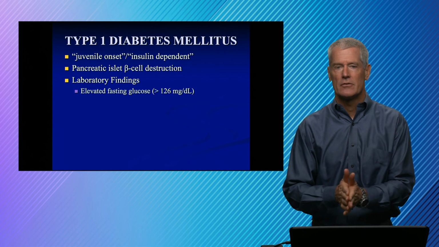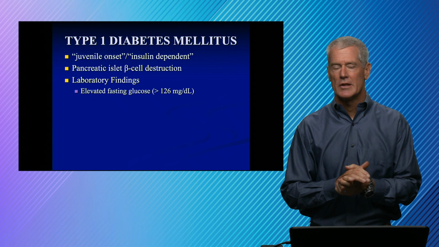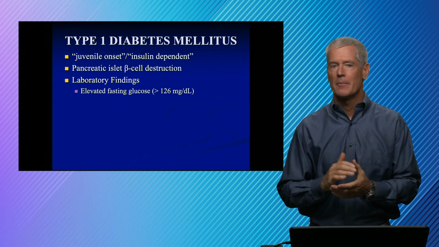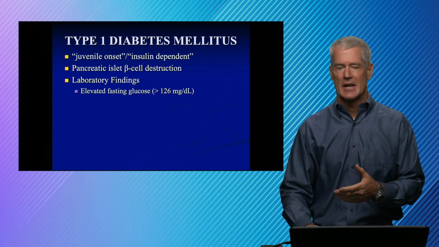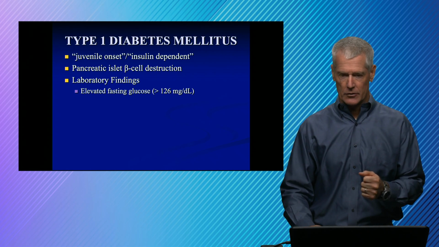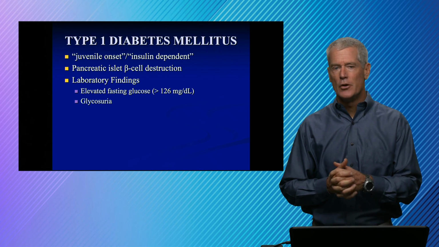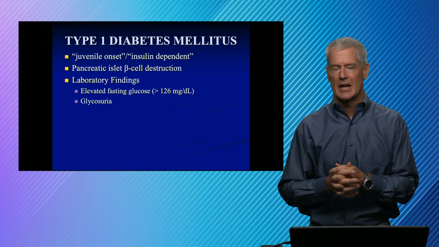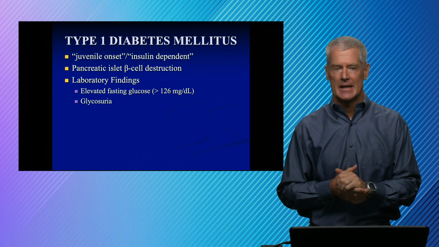So laboratory findings, the one to know is a glucose greater than 126 milligrams per deciliter is the cut point for diabetes, and we'll talk about that in the next section. How do we do that, and how do we make those interpretations? But the 126 value is worth knowing. A normal person's glucose is less than 100, and those importantly have to be done in a fasting state.